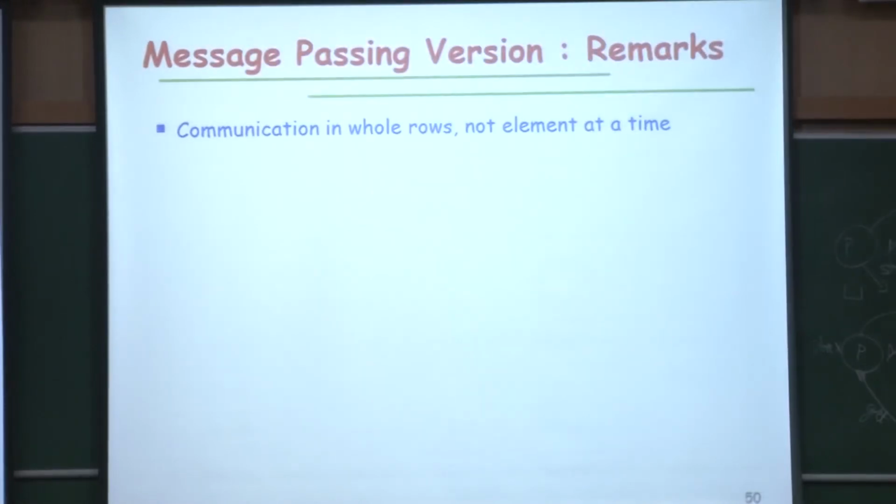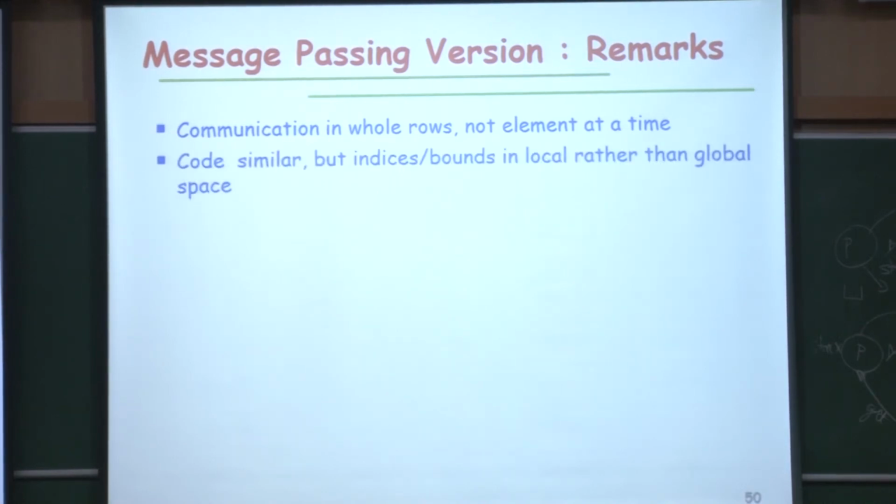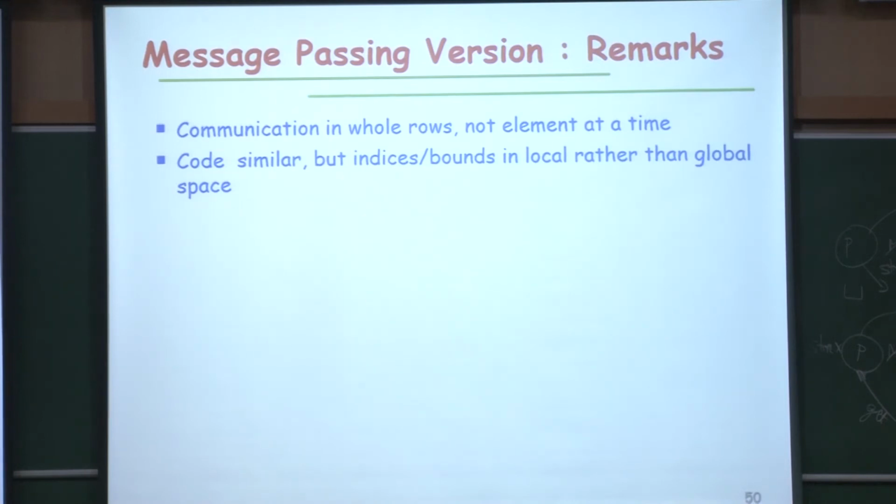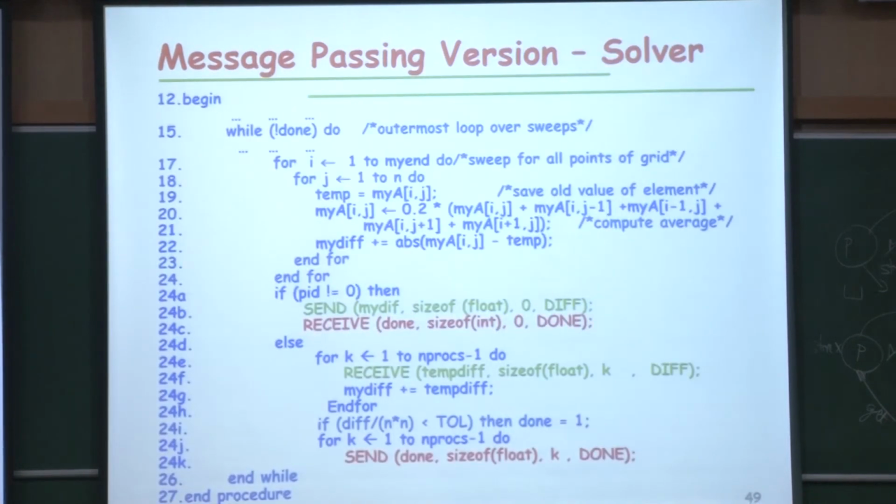In the message passing version, the communication happens in terms of full rows, because you want to pack all of these messages and send them together, which will actually reduce your overhead. The code looks similar to what we have seen earlier, but interaction happens through messaging, and synchronization also happens through messaging. If you look at the previous code, there is no global barrier. Why?